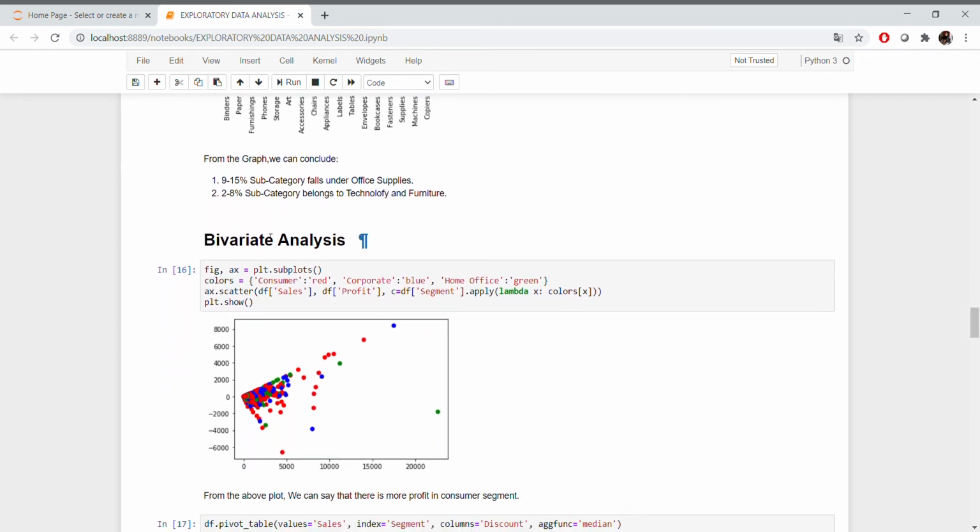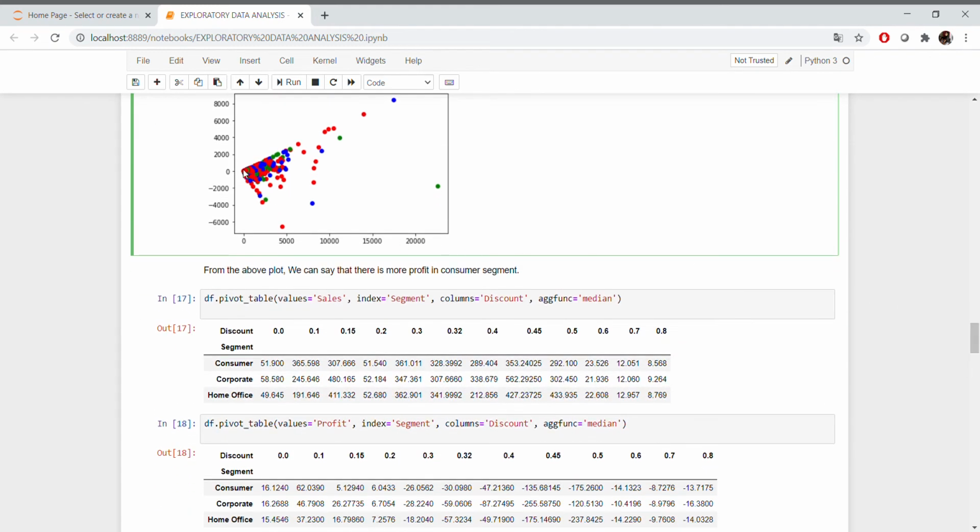Now we will perform bivariate analysis. So I plotted the scatter plot. I have depicted consumer as red, corporate as blue, and home office as green. The consumer segment is going on both profit and loss, but we can say that there is more profit in the consumer segment, that is red. You can see the red part is going off to more profit.